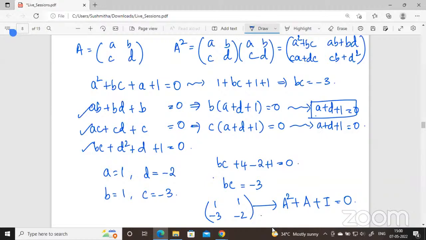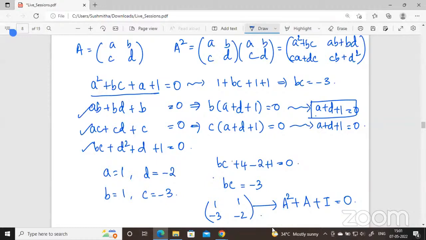Because these are choices we made. We could have made different choices here. Previously, we were taking the second and the third equations, considering B and C to be equal to 0. But then we discarded that and took A plus D plus 1 equal to 0. Why did we do that? Because when we took B and C to be 0, we were getting A squared plus A plus 1 is equal to 0. That is satisfied only by complex numbers, right? We don't have complex numbers.